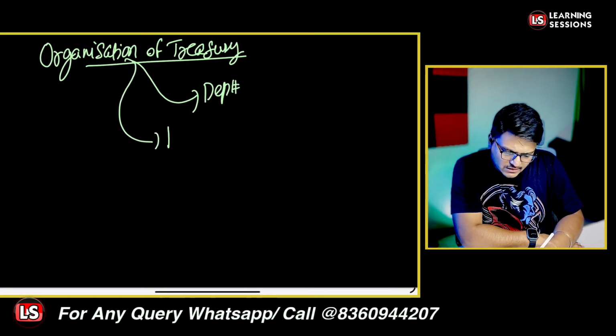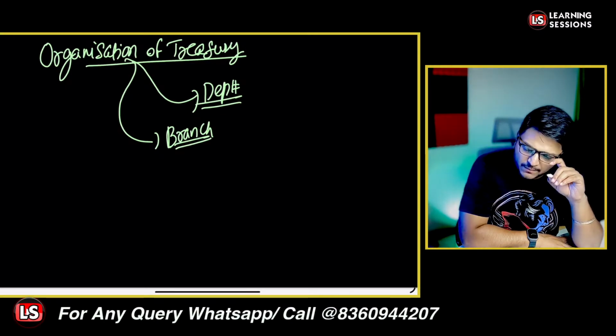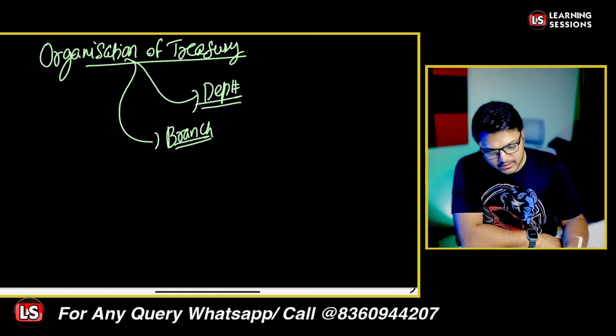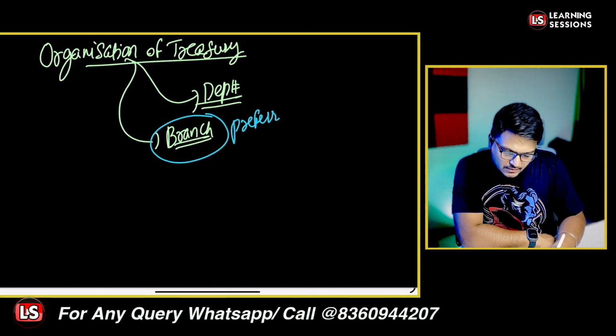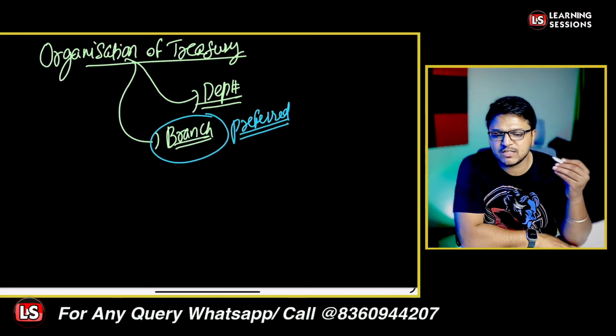Let's learn about the organization of the treasury. Now you can organize treasury as a department in the head office, right? And also the treasury can be operated as a bank branch. So it can be established as a separate branch, and it can be established as a department. But let me tell you one thing, this branch status is preferred. Why is this one preferred?